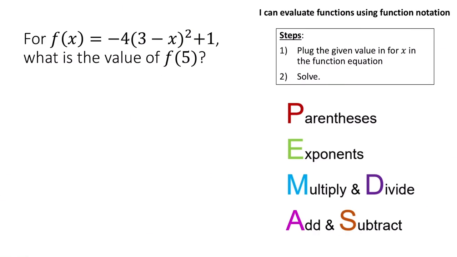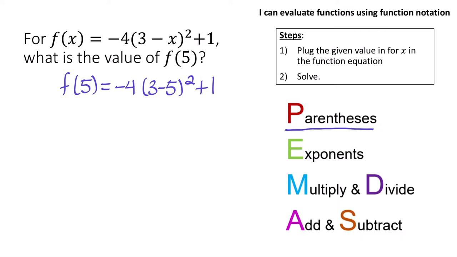So if f of x equals negative 4 times (3 minus x) squared plus 1, what is the value of f of 5? So you always start off by substituting. F of 5 equals negative 4 times (3 minus 5) squared plus 1. So once again, we're going to start off with simplifying what's within the parentheses, which is 3 minus 5. So we have negative 4 times (3 minus 5), which is negative 2, squared plus 1.